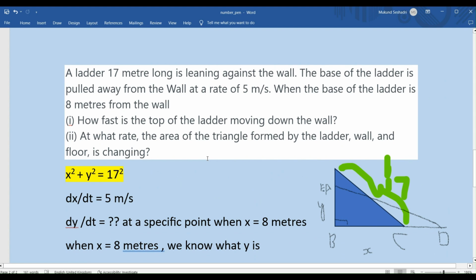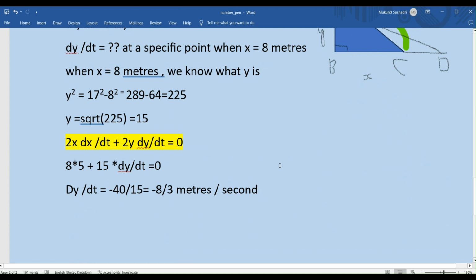Let's move to part 2 of this particular question. It's an extension of question 1. We've been asked to find at what rate the area of the triangle formed by the ladder, wall, and the floor is changing. So what we've been asked to find is dA by dt.